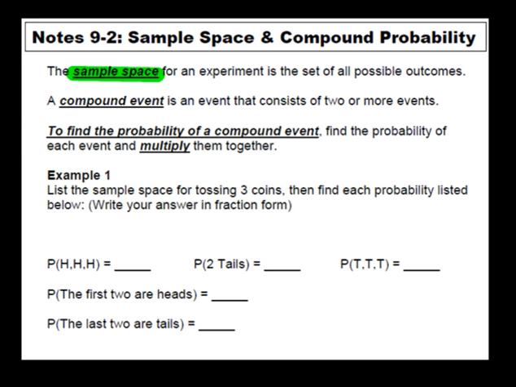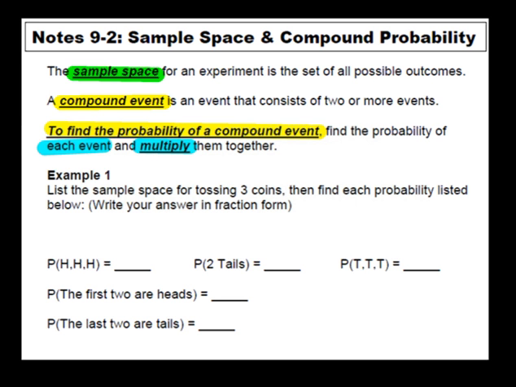The next one we have here is compound event. A compound event is an event that consists of two or more events, so two or more things are going to be happening. To find the probability of a compound event, we're going to find the probability of each event, and then we're going to multiply them together. We'll look at that in just a minute.